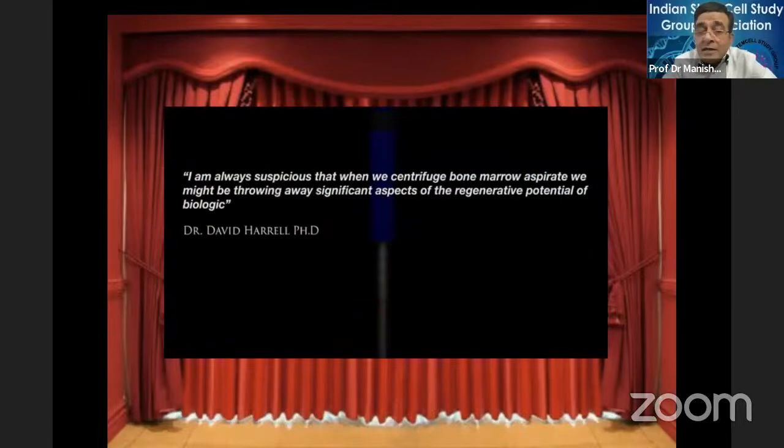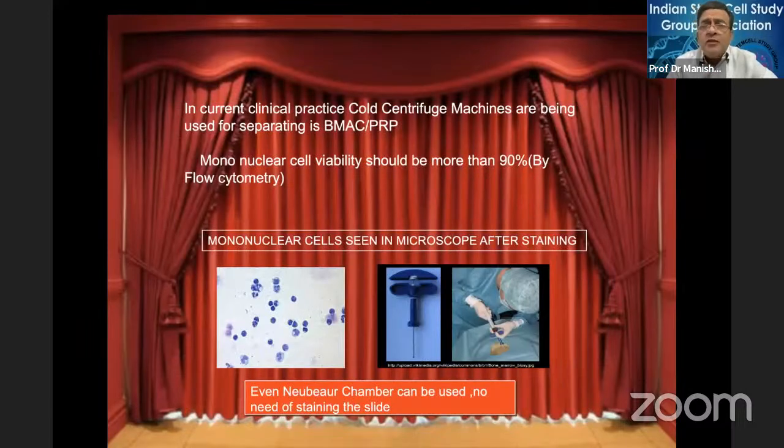Now, this is a very important slide which I have placed intentionally here. Dr. David Harrell has said that he is always suspicious, which is a very common thing with people who play with bone marrow aspirate, making a concentrate. He is always suspicious that when we centrifuge a bone marrow aspirate, we might be throwing away a significant aspect of the regenerative properties of the biologics. This is actually not happening properly, and we don't decrease it, but definitely it's a minimal manipulation. There may be some effect, but we need to concentrate it. And the machine technically used is the cold centrifuge.